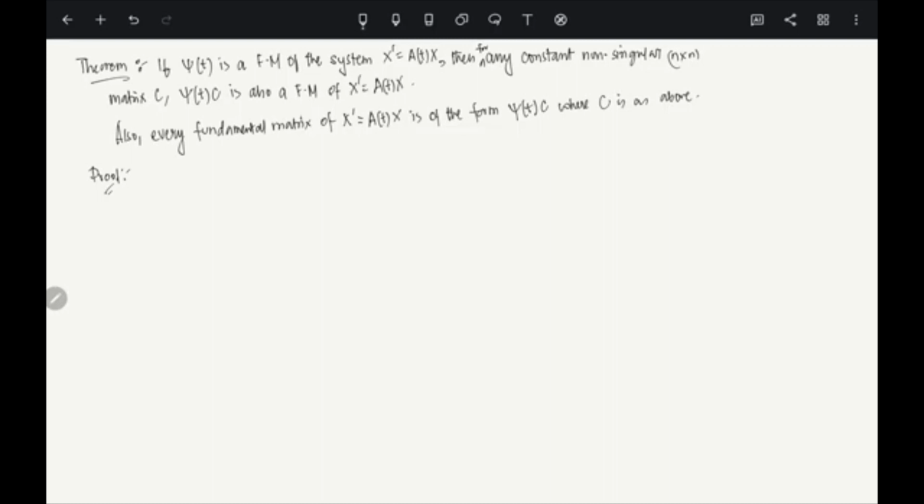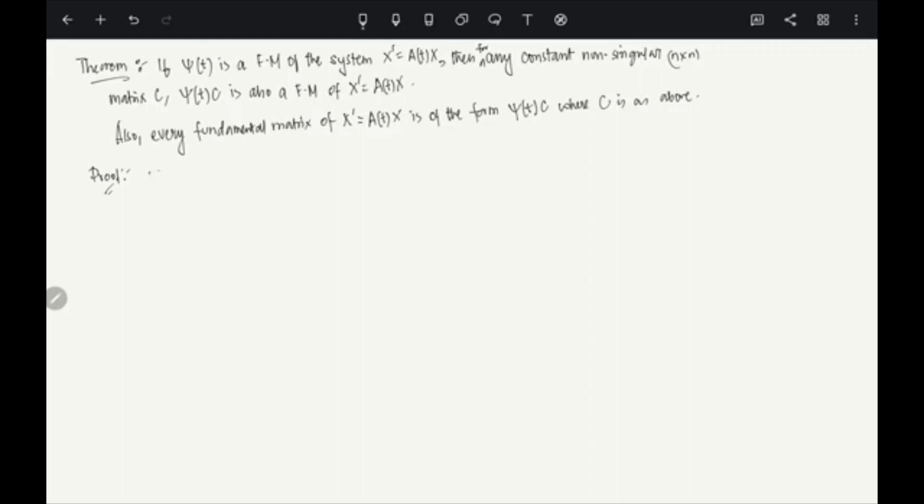Now what about the other fundamental matrices? Is there any relation between any two fundamental matrices? The theorem says it doesn't matter what basis you choose: if one fundamental matrix is phi, another will look like phi of t times a constant C. And it's also true that every fundamental matrix looks like this, so you can't show that something else is a fundamental matrix. Okay, so first, if phi of t is a fundamental matrix, we have to show that phi of t times C is also a fundamental matrix. It's very easy.